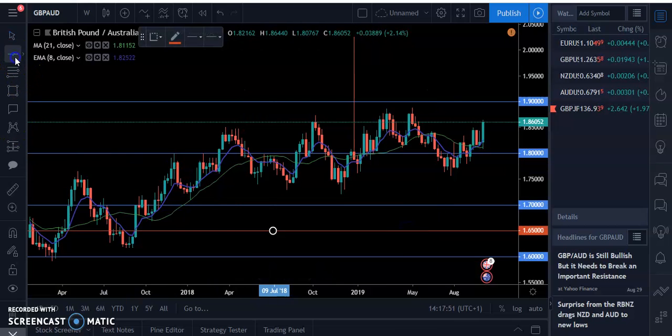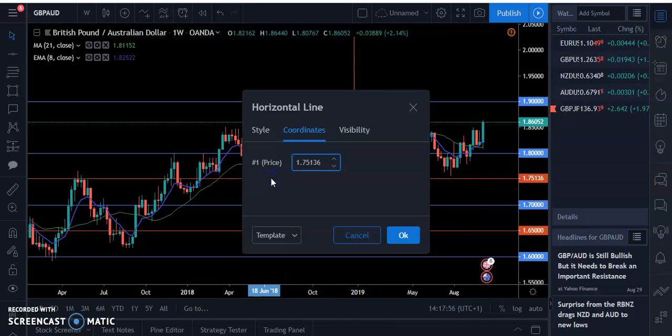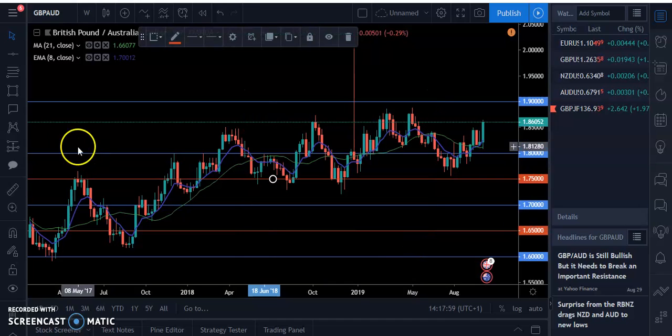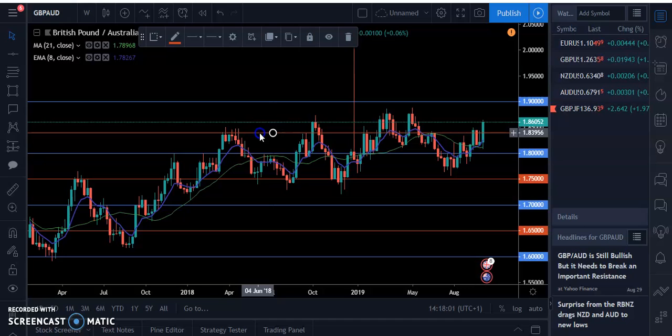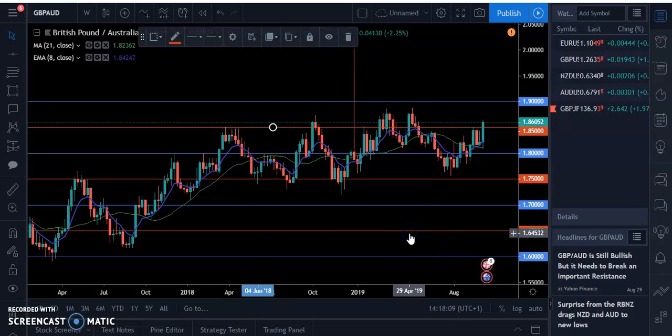The same thing goes here, 1.75. The same thing goes here, 1.85. So you can see how price respects this. It came to this major half quarter point and went to the next, broke this major large quarter point, went to the next major half quarter point, and came down to this major half quarter point.